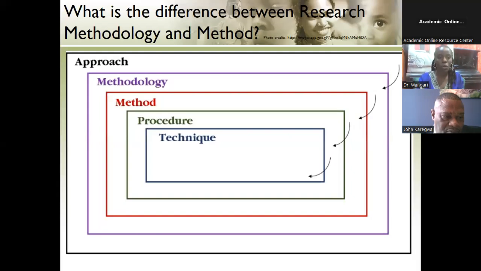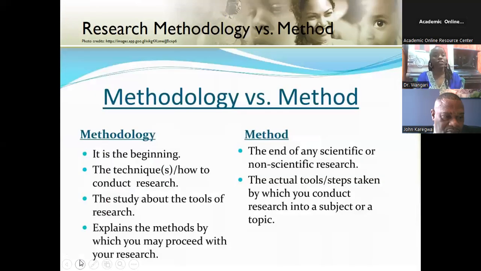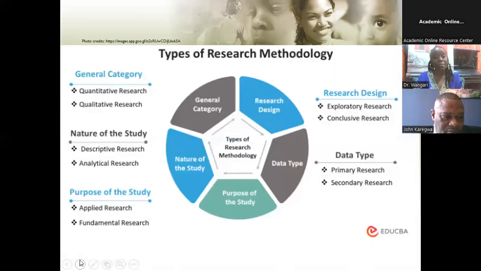Let's just find out what is the difference between these two, methodology and method. So methodology is the beginning, while method is the end of any scientific or non-scientific research. Methodology is the technique or how to conduct research, while the method is what you use to conduct research. So methodology is the study about the tools of research. It's broader. Somebody talked about it being broader, and it explains the methods by which you may proceed with your research. So there is a distinction and there is a difference. So you can see that method is the actual tools or steps taken by which you conduct research into a subject or a topic.